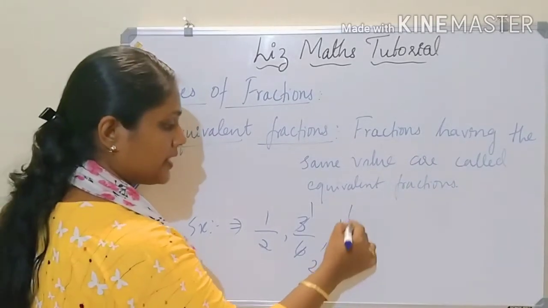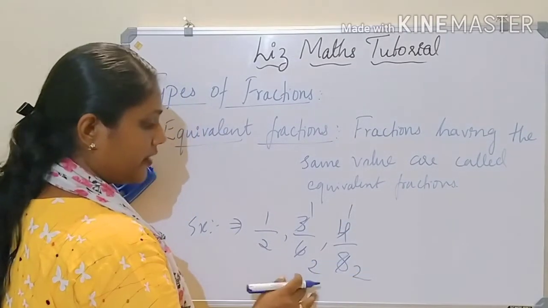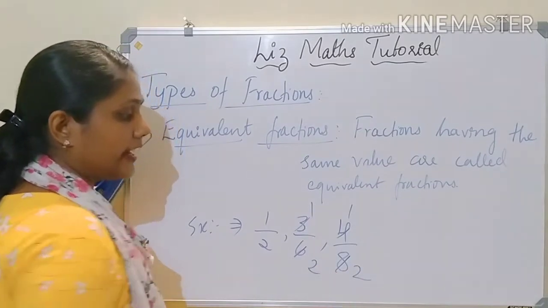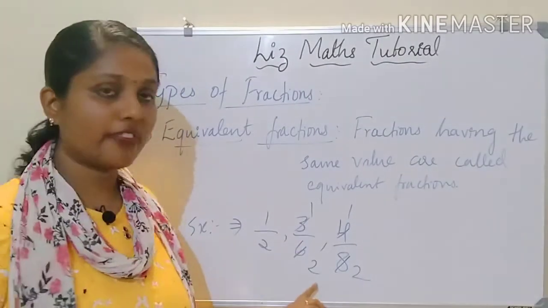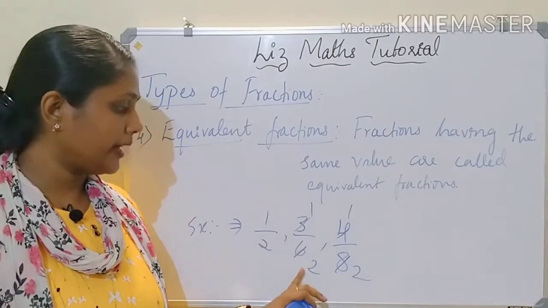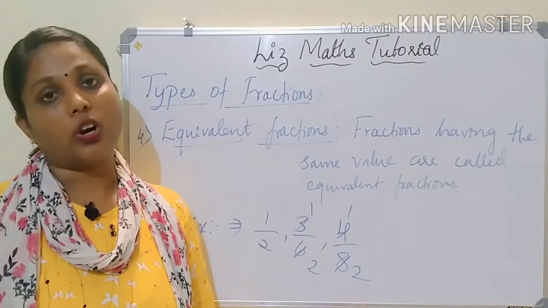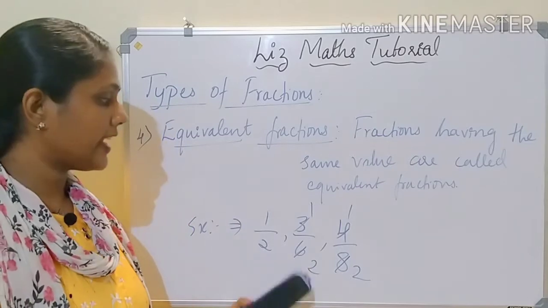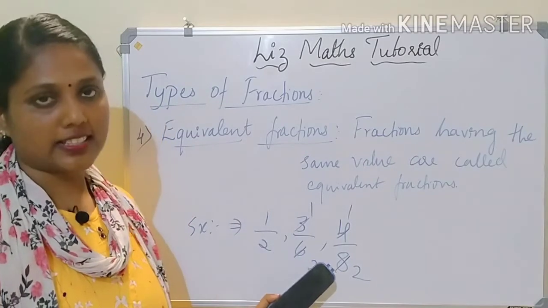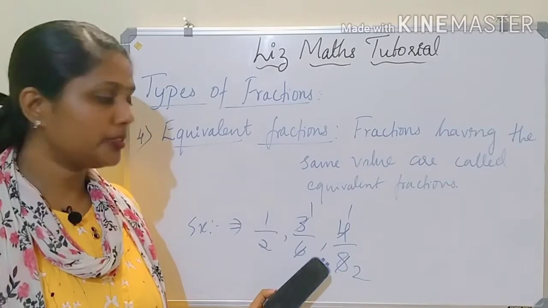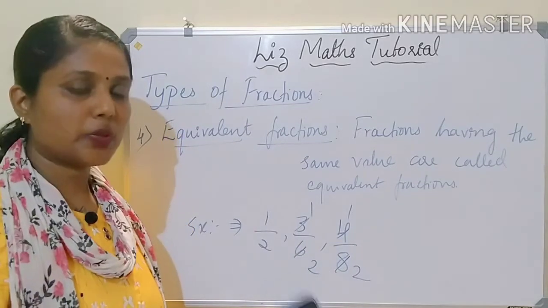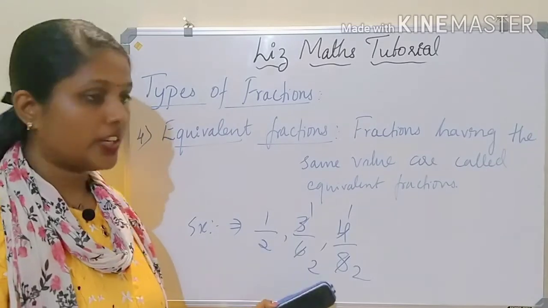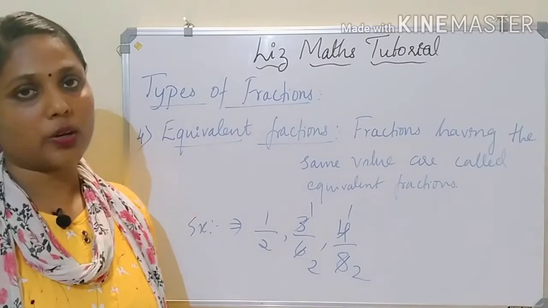Next, 4 ones are 4, 4 twos are 8. So the final answer is nothing but 1 by 2 only. So when we divide, all of these give 1 by 2, so these are called equivalent fractions. When we divide these numbers using the tables to cancel, the final answer should be equal. So these all are called equivalent fractions.